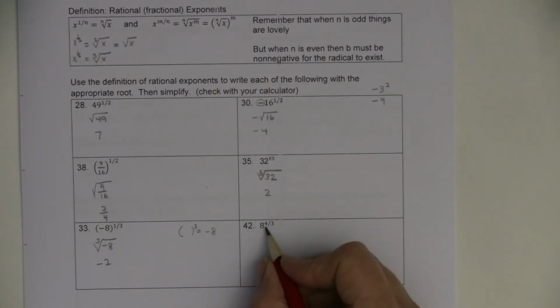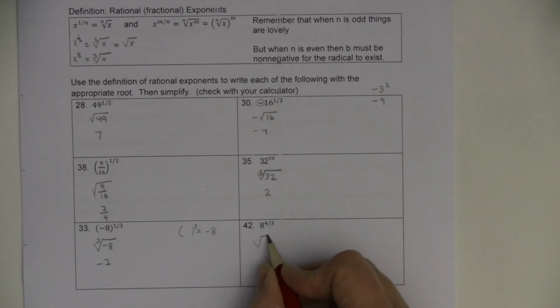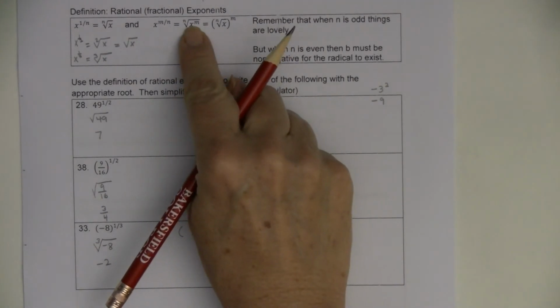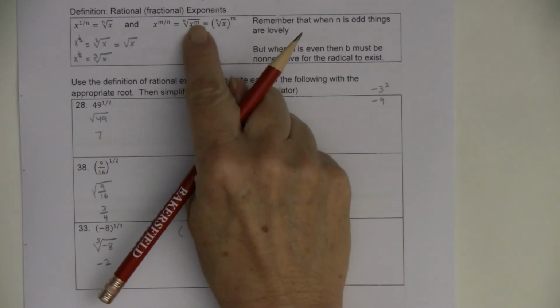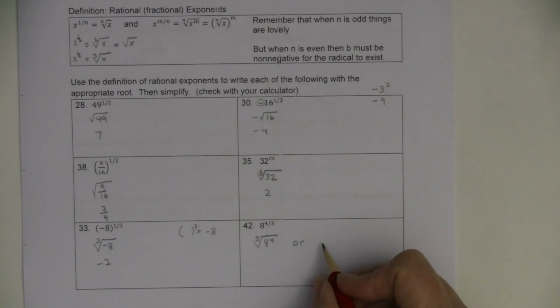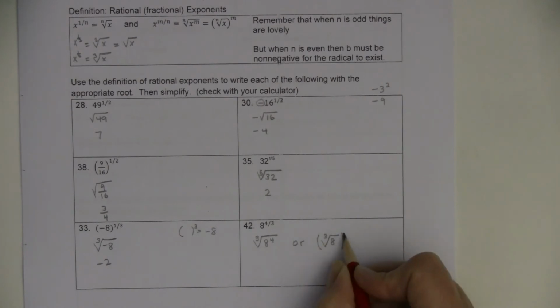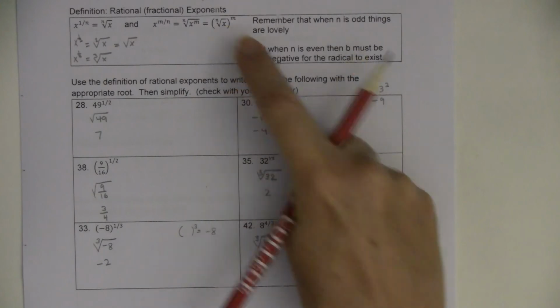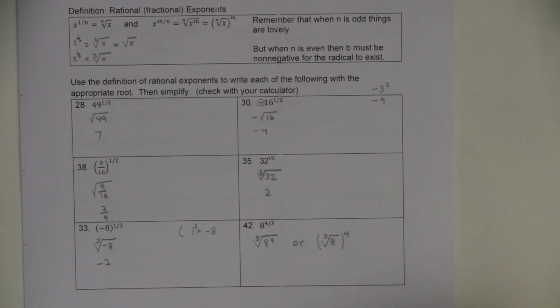So because the denominator is 3, that's your root. So this would be the cube root of 8 raised to the 4th, using this property right here. See how m is the exponent in there? Or you could write this as the cube root of 8, the whole thing, raised to the 4th. Your choice, using this property right here. So whichever one is good for you.